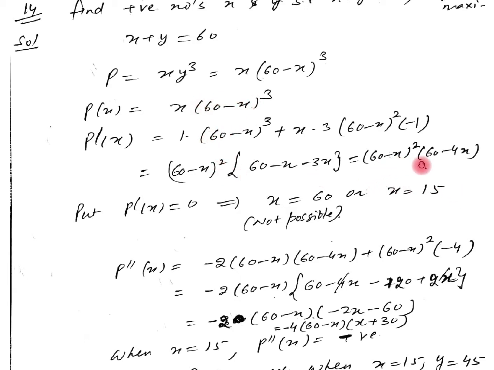Now this is the first derivative, differentiating it, applying the product rule. It should be plus 2 into (60 minus x) into the derivative of minus 1. It is minus 2 into (60 minus x), second function as it is. Then plus (60 minus x) whole square as it is, and the derivative of this is minus 4.